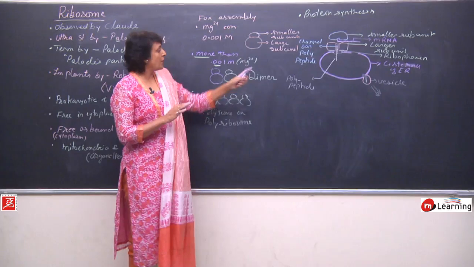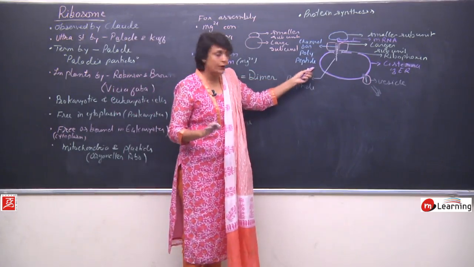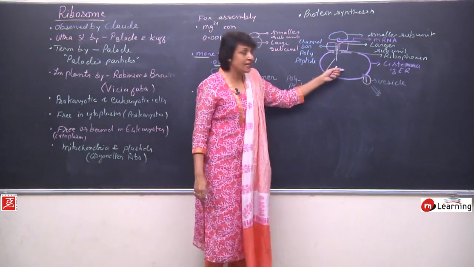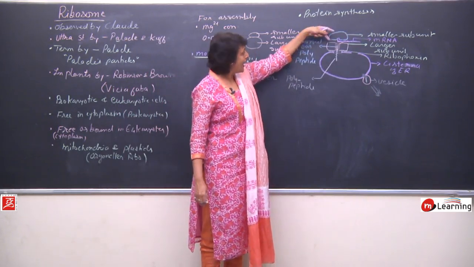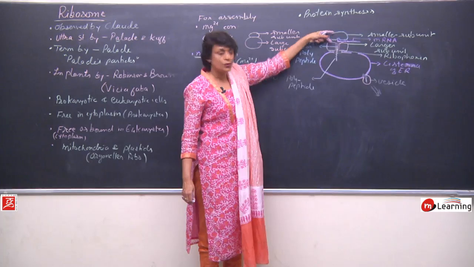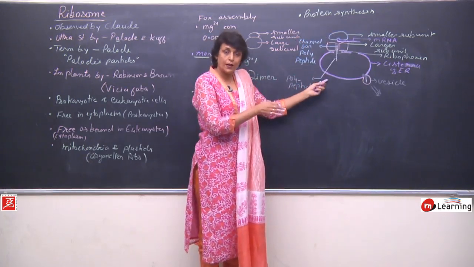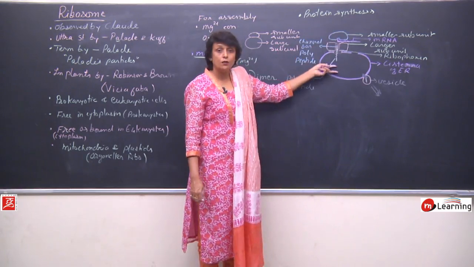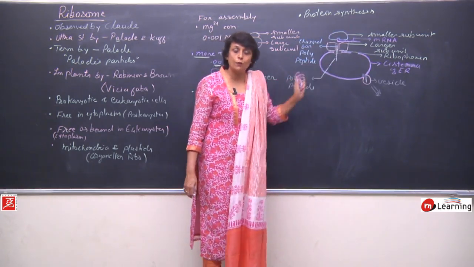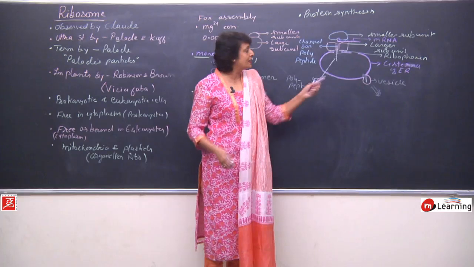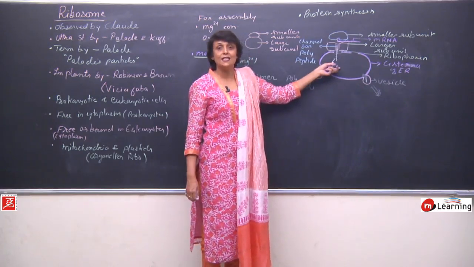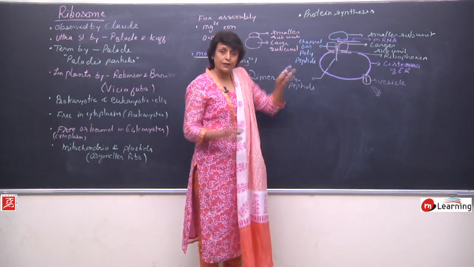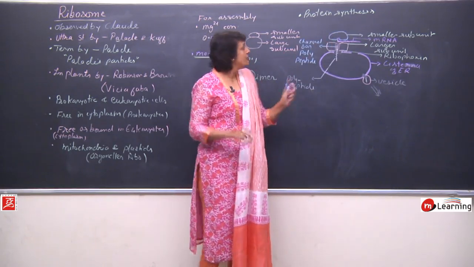Once this complete process is over, then all three things separate. That means ER and ribosomes and the two subunits of ribosome. So the polypeptide goes wherever it is required, and the ribosome detaches from ER. What is required for detachment is a lower magnesium ion concentration, less than 0.001 molar. Once the ribosomes separate, the two subunits also separate.